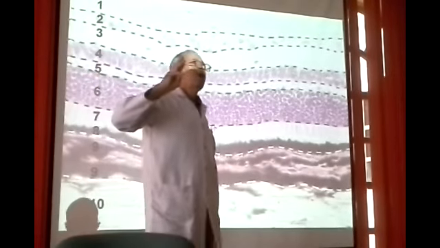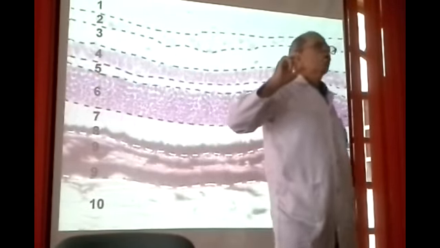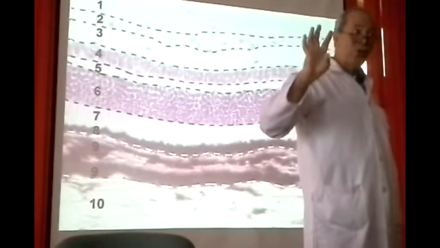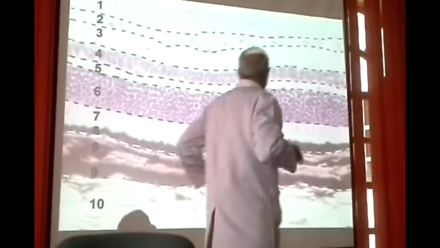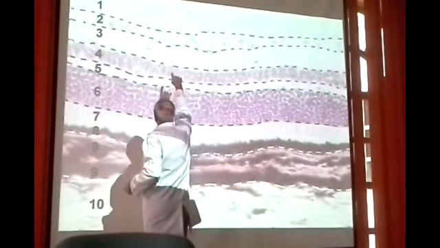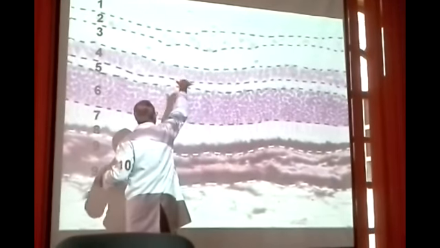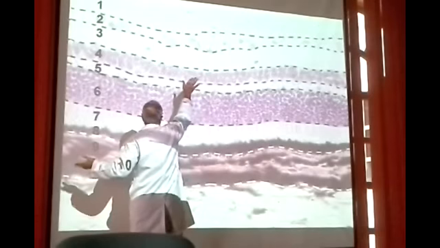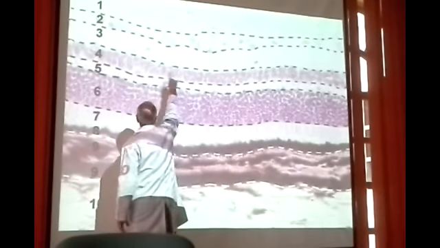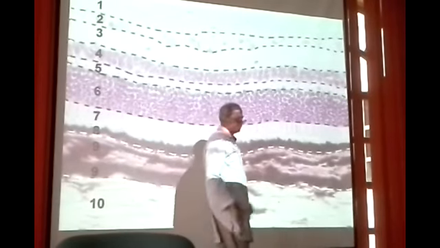Bipolar, amacrine, horizontal, and molar cells. The next layer is the inner plexiform layer, the synapse in between bipolar and ganglion cells.